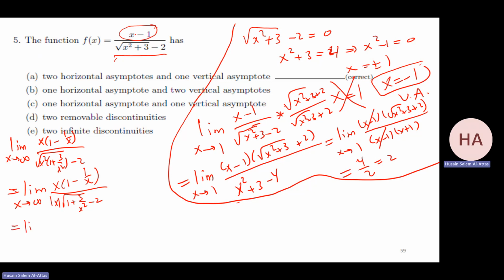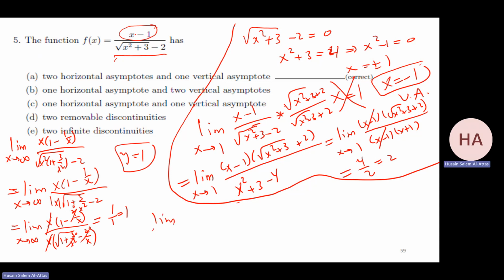See what will happen. Limit as x goes to infinity of x times 1 minus 1 over x, over, here I have x times the square root of 1 plus 3 over x squared, minus 2 over x. So x cancelled. So you have 1, this is 0, this is 0, this is 0. This 2, I make it 2 over x times x. So I have 1 over 1, which is 1. So I have 1 horizontal asymptote, y equal 1.